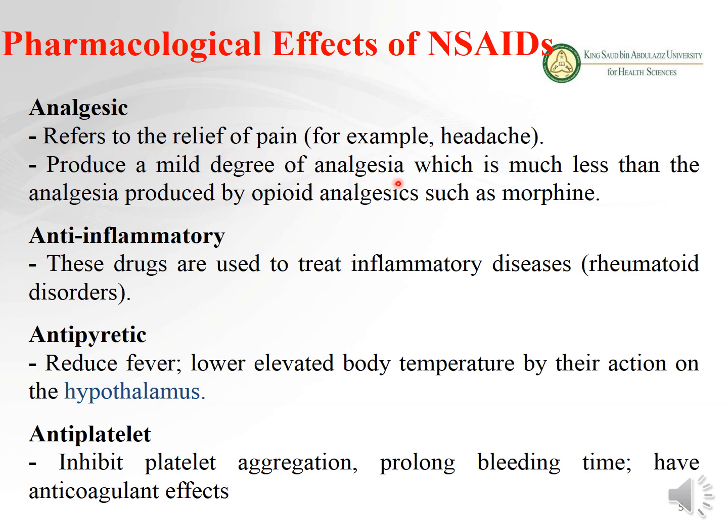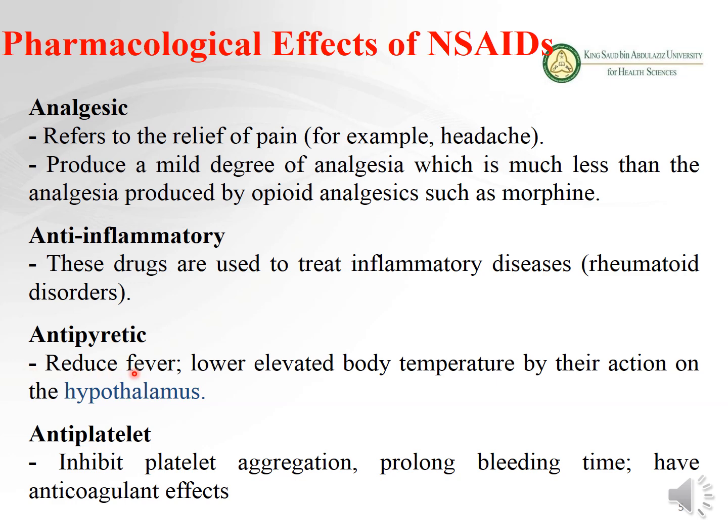They produce a mild degree of analgesia, which is much less than the analgesia produced by the opioid analgesics, such as morphine, that we have already discussed in the opioids lecture. Anti-inflammatory action. This is the advantage of these drugs. They are used to treat inflammatory diseases such as rheumatoid arthritis, joint pain, and gout because of the accumulation of uric acid. So they are very much effective as anti-inflammatory drugs.